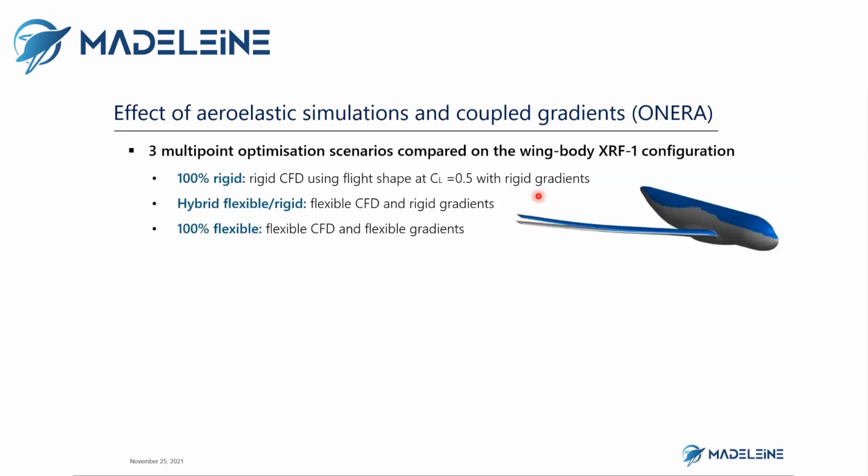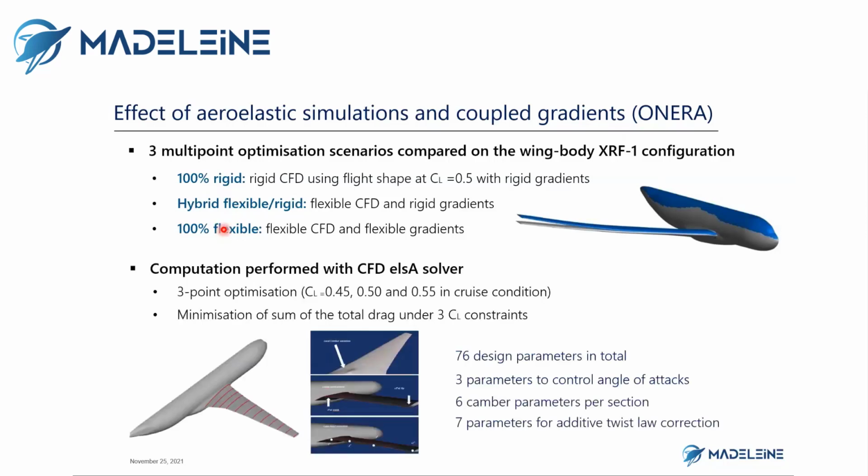With three different hypotheses. The first one was to consider 100% rigidity. This means that the optimization is done directly on a fixed flight shape, without coupling and without flexible adjoint. The second one is a hybrid approach combining aerostructural computation without flexible adjoint. This means the gradients are rigid. And the last one is 100% flexible. This means the CFD-CSM coupling is performed as well, and the gradients are computed accordingly.